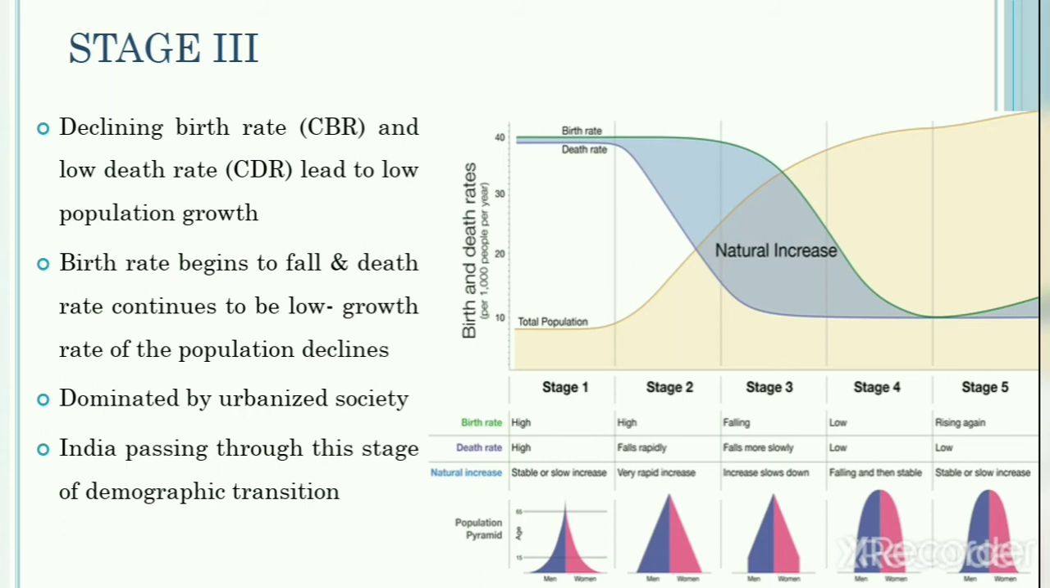A large population began to reside in urban areas. People start considering large families as a liability. Consequently, the birth rate started falling at a rapid rate. The death rate continues to be low. The growth rate of the population thus declined. Currently, our country, India, is passing through this stage of demographic transition.